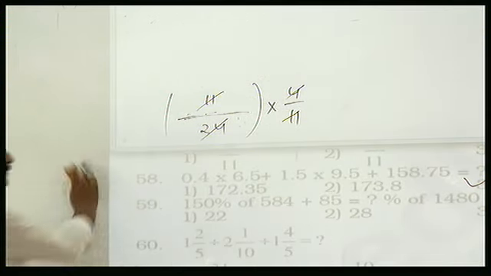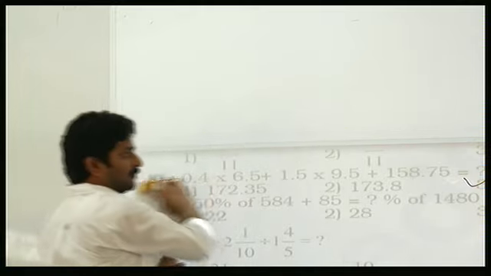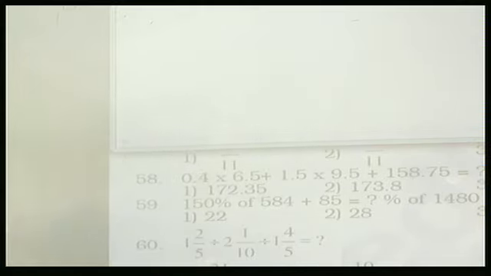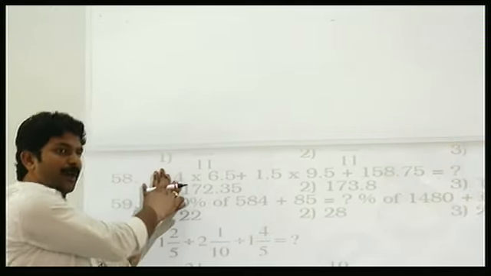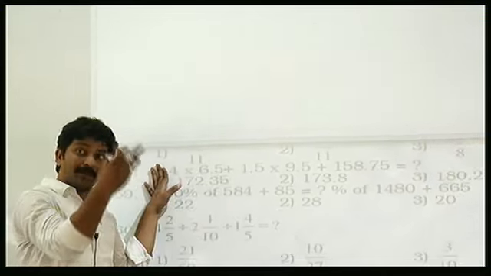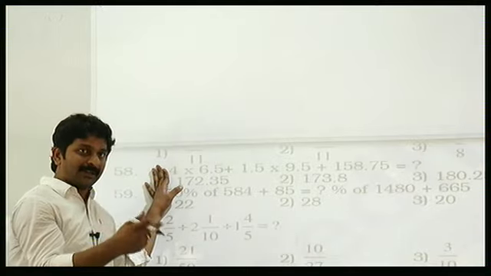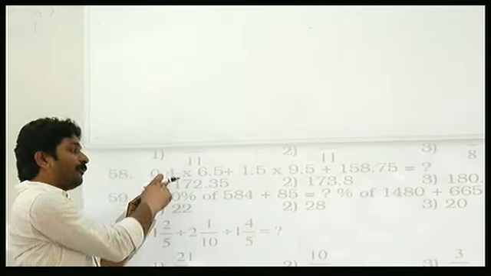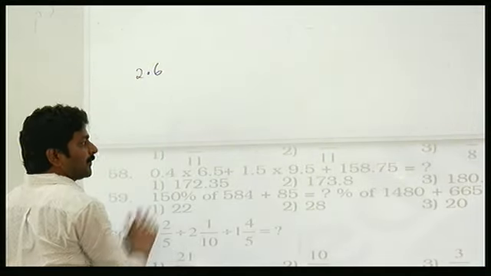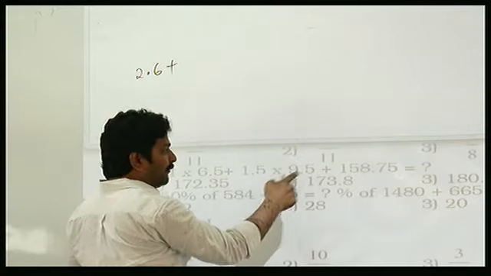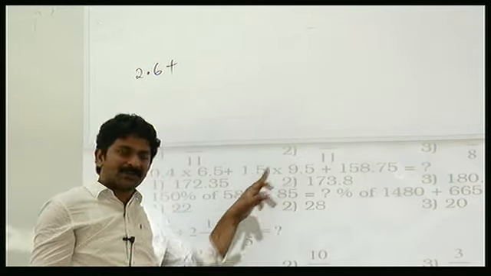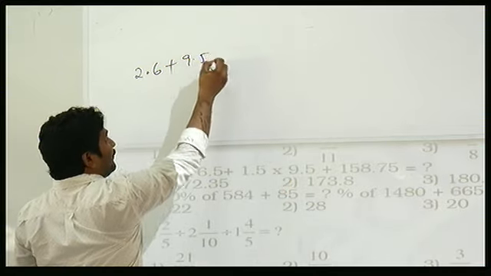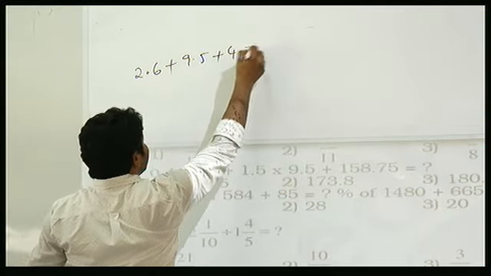Next, 58. 0.4 into 6.5. Take 4 times, then we can take 0.4 times. 4 times of this number, double. 6.5 double, 13, double, 26. 4 times is 26, 0.4 times, 2.6. Plus 1.5 into 9.5. 1.5 times. 1 time is 9.5. Half time is 4.75.